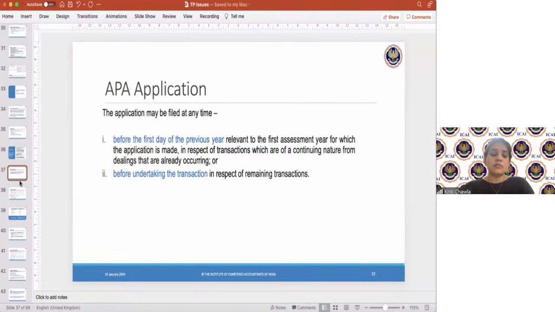The question is, when can you actually file an APA? This is an important topic. We'll do an example on this also. But it basically says that you can file before the first day of the previous year if the transactions are of continuing nature, or you can take an APA for future transactions also. So if you decide that, going forward, you will be undertaking a transaction, you can sit with the tax authorities to determine in advance what should be the transfer price at which you will be taking the transaction. So before undertaking those transactions, you can file an APA application, or before the first day of the previous year, if your transactions are running, then also you can file an APA application.